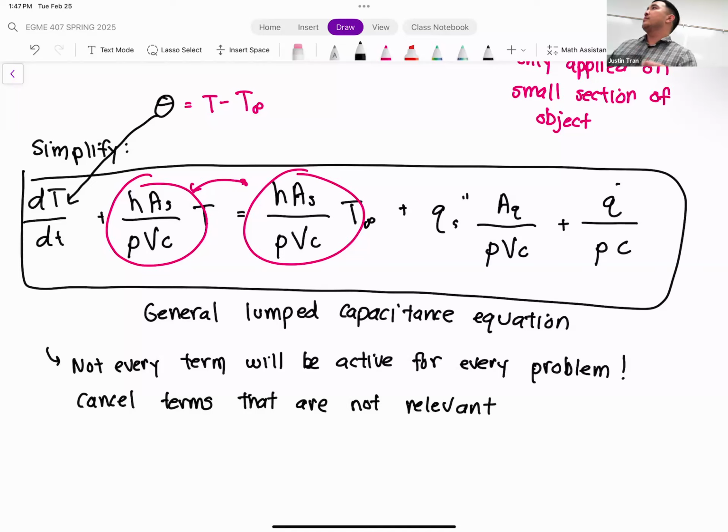Question? Yes. Will this general lump capacitance equation be used in the homework? It is, yes. You do need this for the homework. It should have been the last problem. I think it's preheating an oven or something like that. Yeah, exactly.